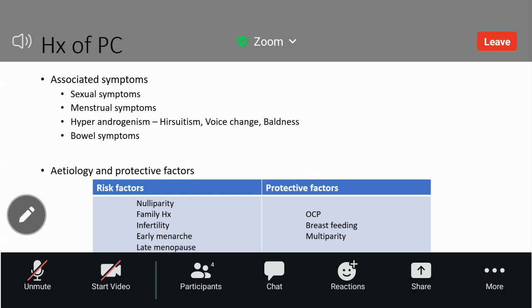And infertility or subfertility is another risk factor. And early menarche and late menopause. So I want to explain what is happening here. Why do all these features come as risk factors?